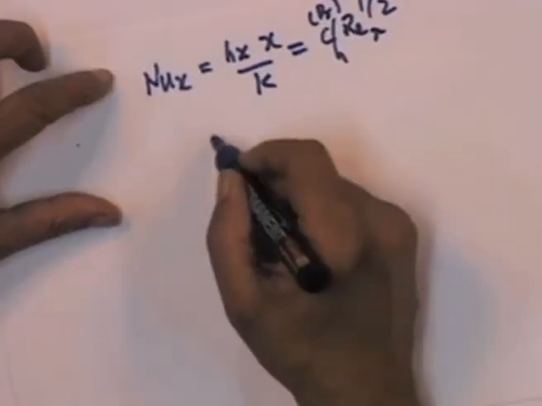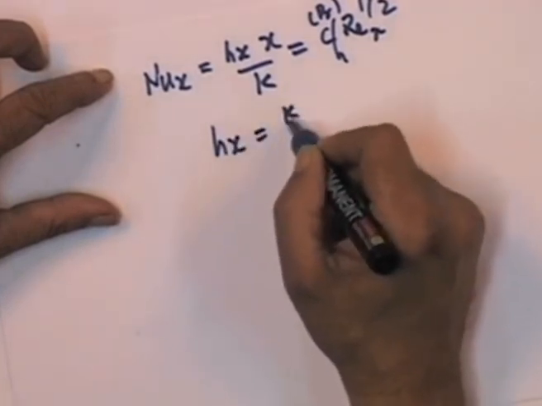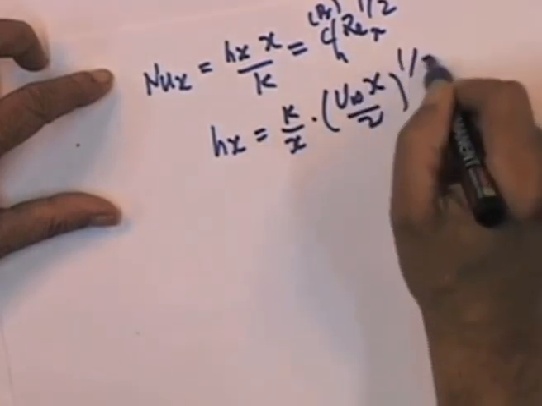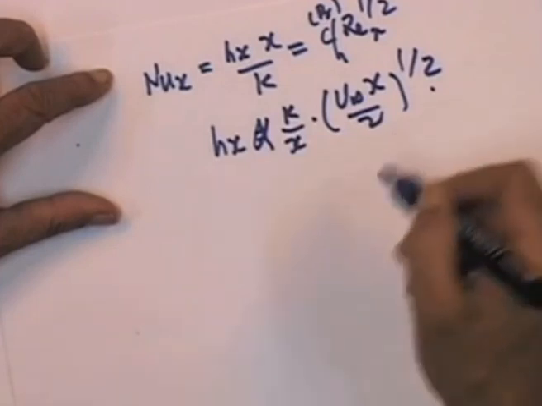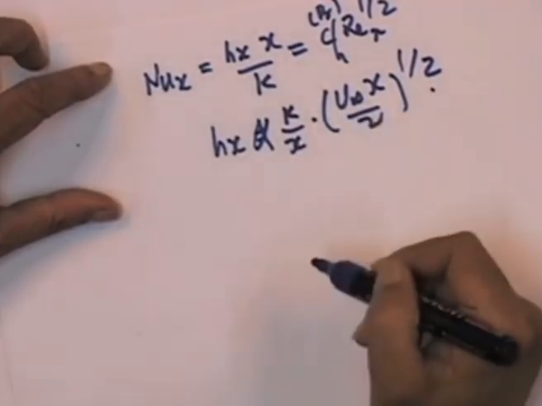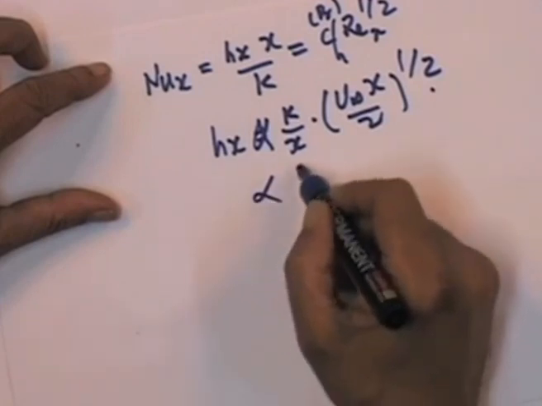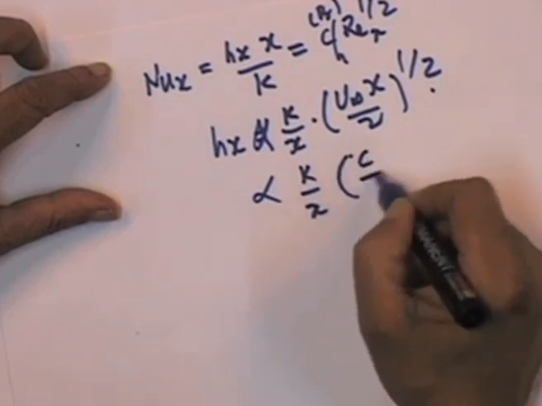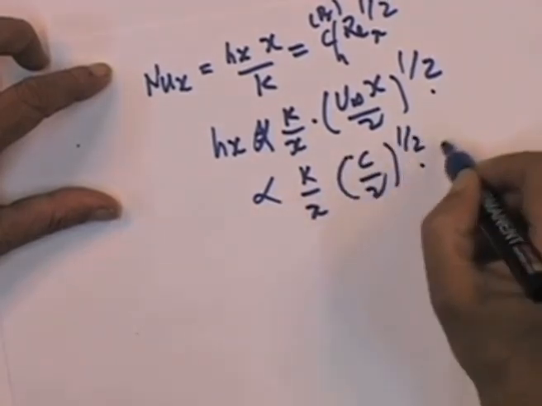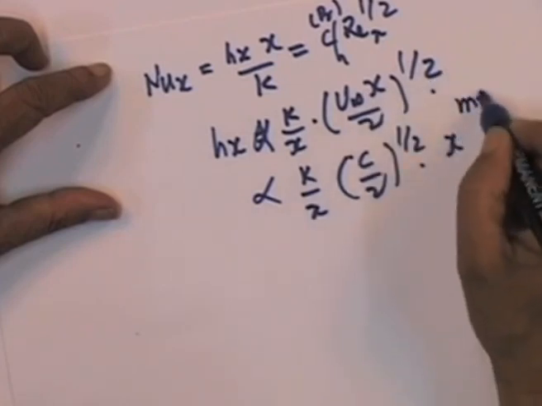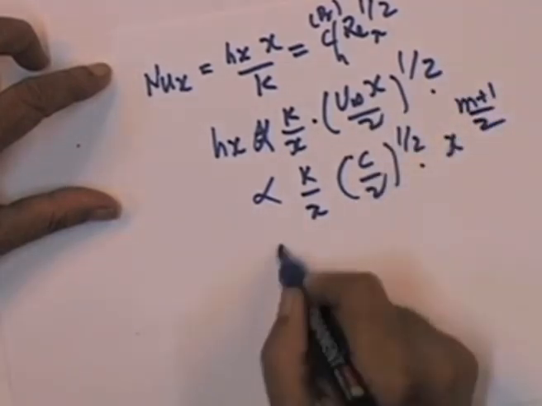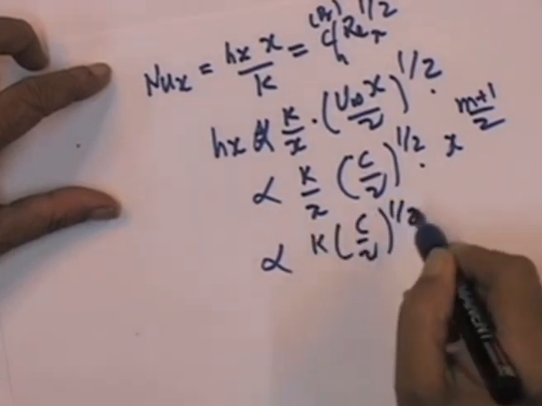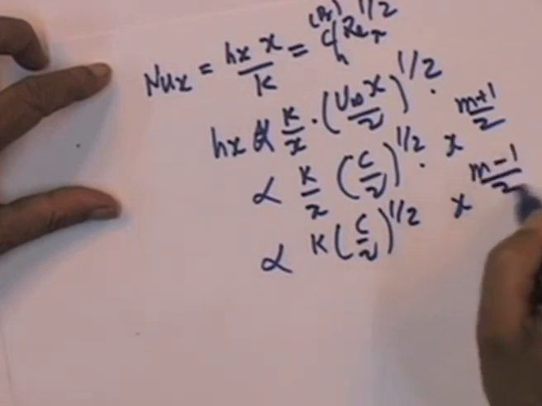So, what do we get? h x will be equal to k by x into u infinity x by nu raised to half, or proportional to that. And what is u infinity? It is equal to C x. So, I get this as C by nu to the half into x to the power m plus 1 by 2, which is nothing but proportional to k C by nu raised to half x raised to m minus 1 by 2.